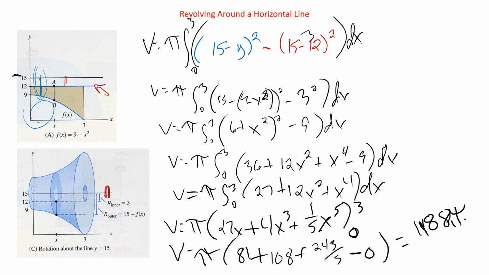1,188 pi over 5. If we do this calculation, we should get about 746.44 or so.